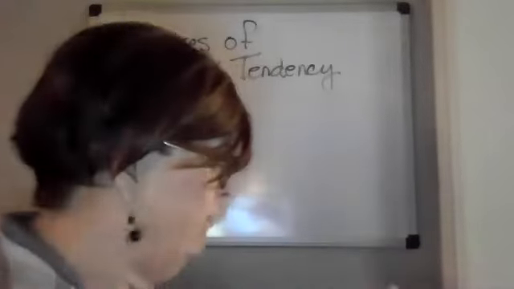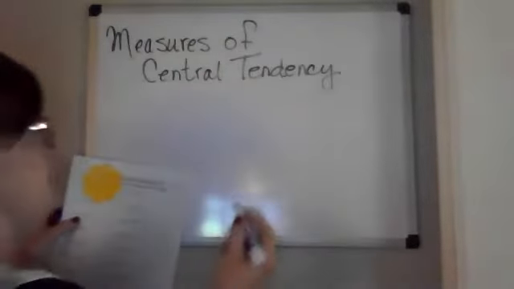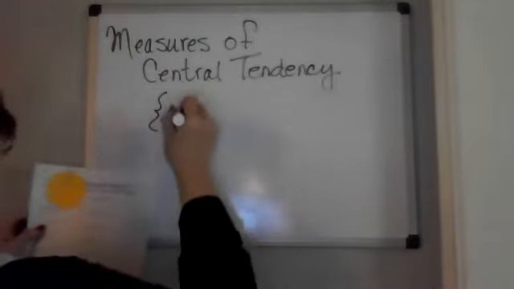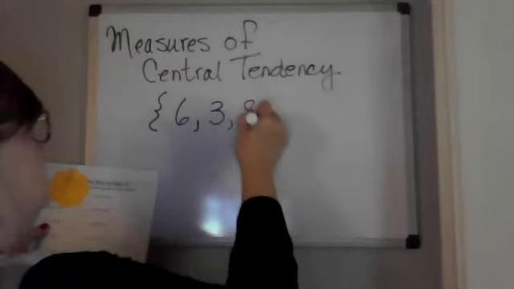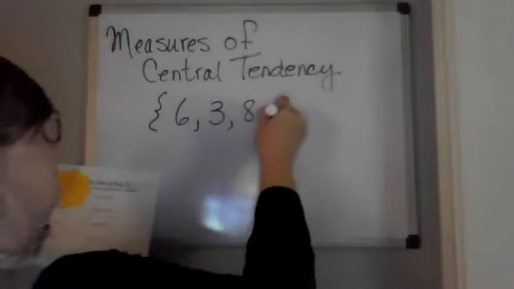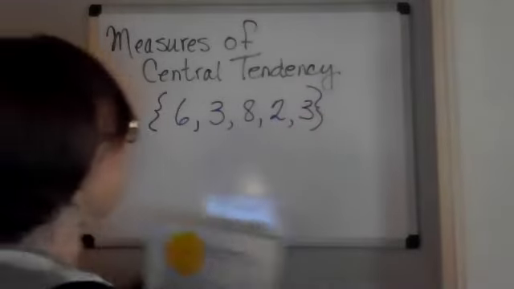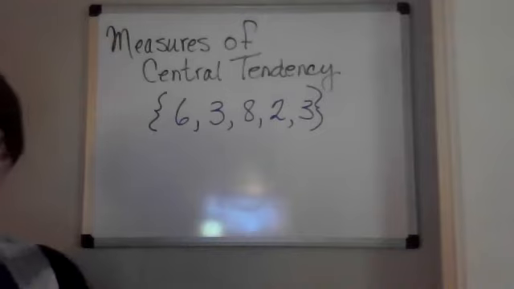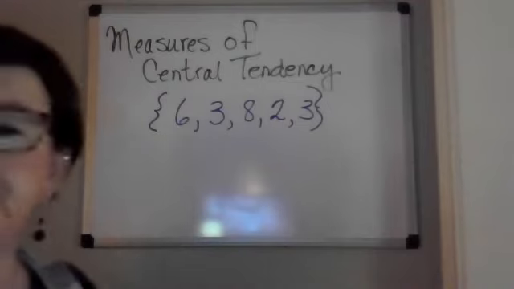Here is number 5, off the first page of your worksheet. And the set that they give us is 6, 3, 8, 2, 3. This is what they give us. In order it is 2, 3, 3, 6, 8. The reason that I'm looking at it is because on your worksheet, they give it to you in order, but I didn't want to give it to you in order right yet.